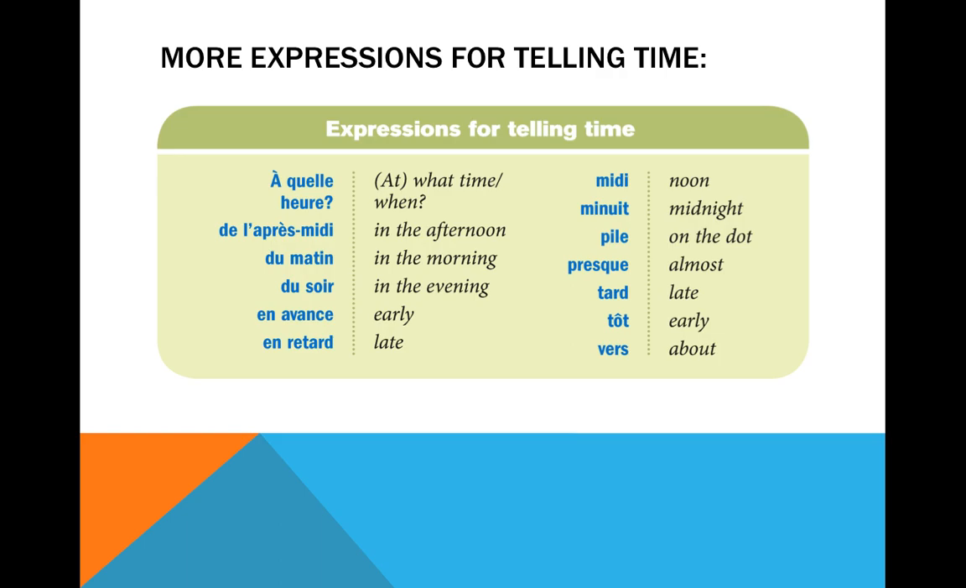If you want to talk about the afternoon, you'd say de l'après-midi. If you want to say in the morning, it would be du matin. In the evening, du soir. Early, en avance. You can think about it, this looks like the English word advance. Late, en retard. Noon is midi, think of it like midday. Midnight is minuit. On the dot, pile. Almost, presque. Late, tard. Early, tôt.